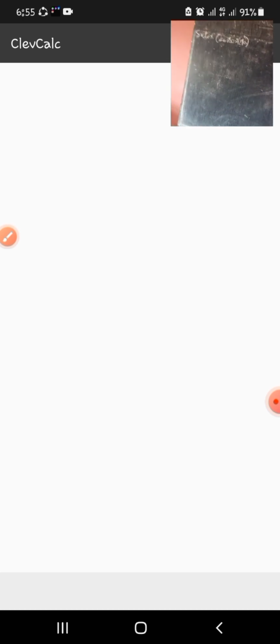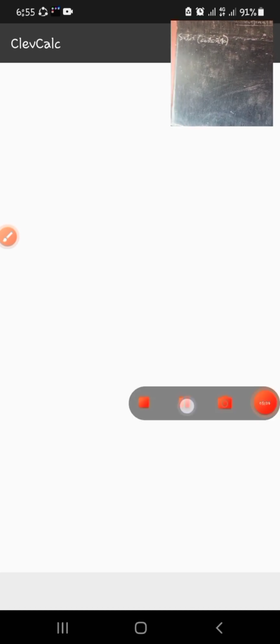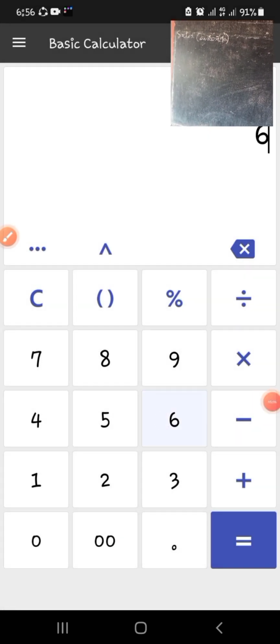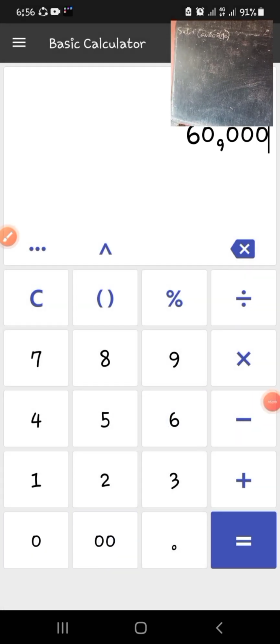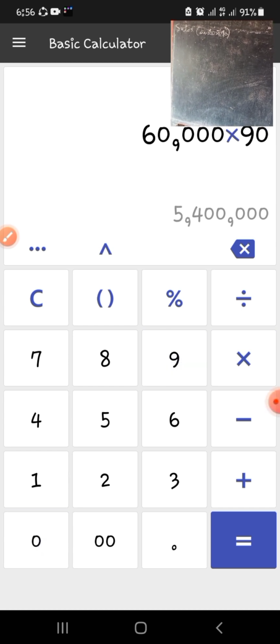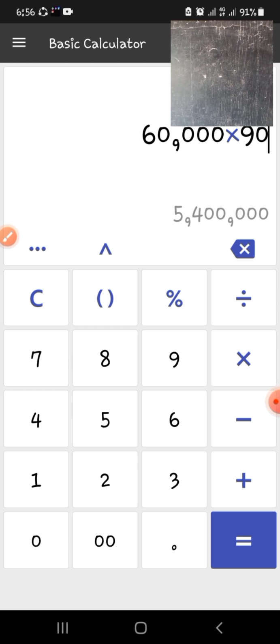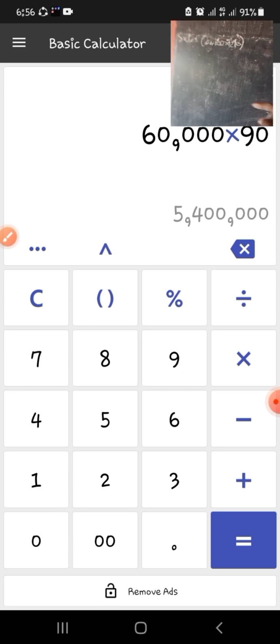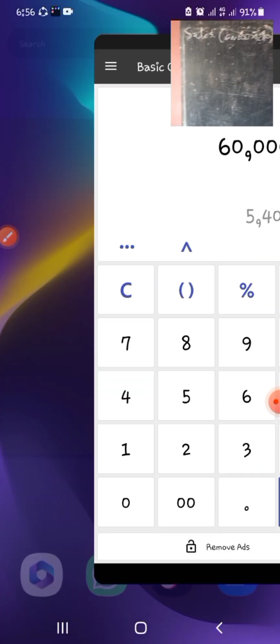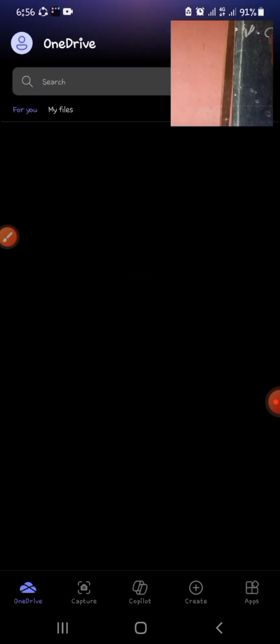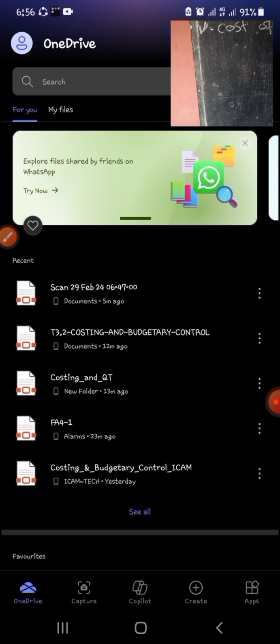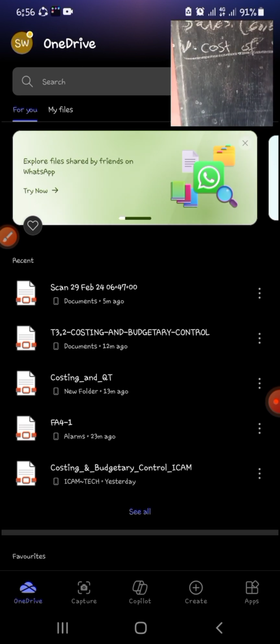Okay, so let's do 60,000 times 90. So this is 5.4 million. I'm going to cut off the zeros to make it 5,400. Because this is marginal costing, we charge only the variable cost to the cost of sales. That's why it's called the variable cost of sales.